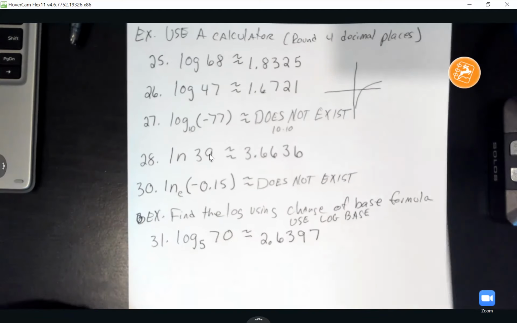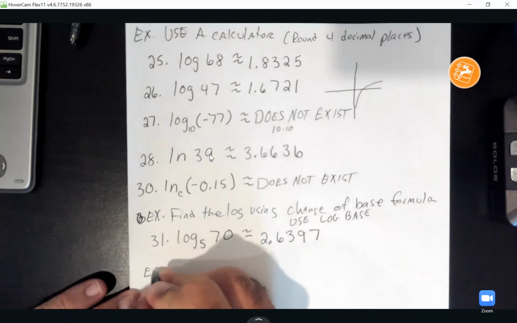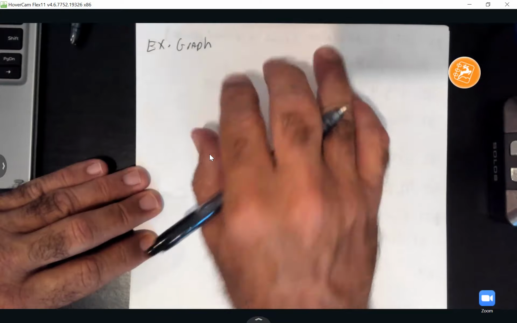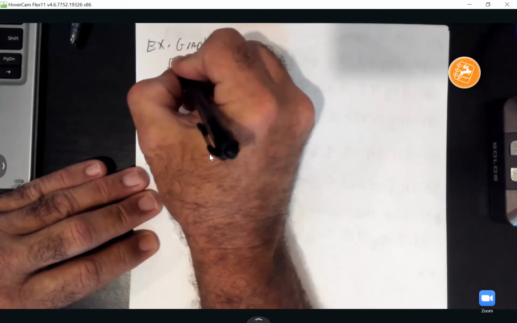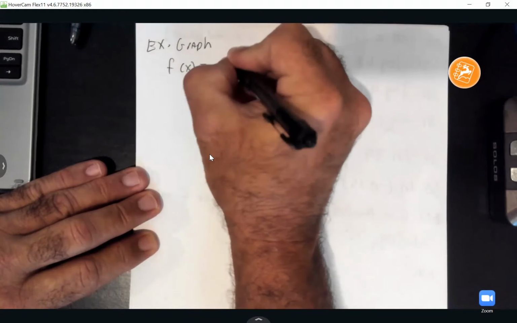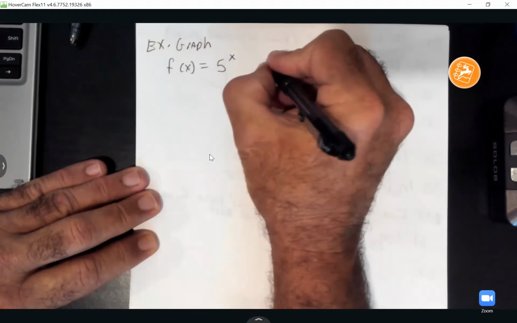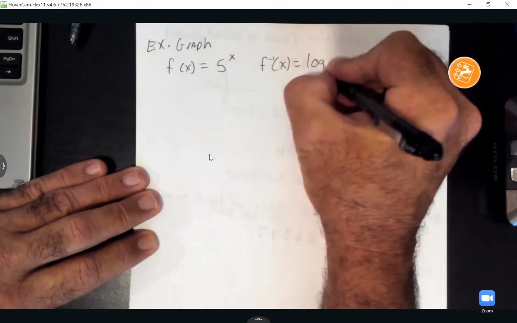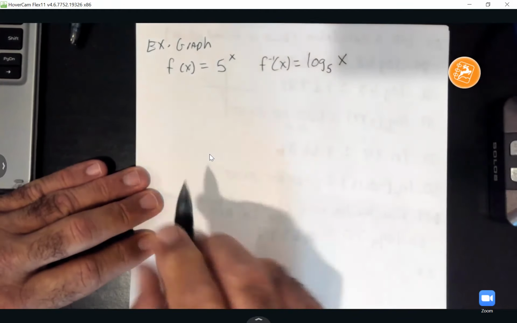So y'all, the very last one on here is a calculator graph. If you notice, this section 9.4 is nothing but getting you good at that calculator. This one wants us to graph, and they want us to use the same graph for both of these. So they want me to do f of x equals 5 to the x, and then f negative 1 of x equals log base 5 of x.